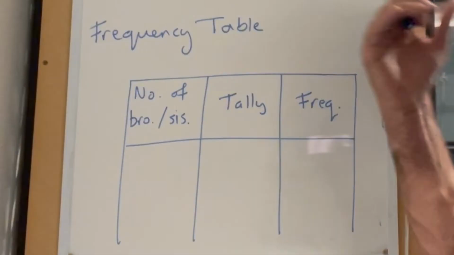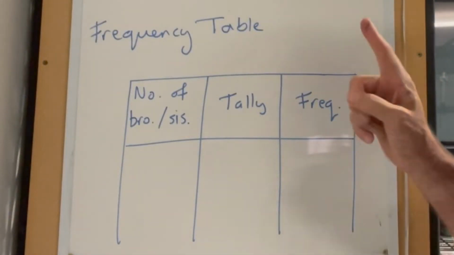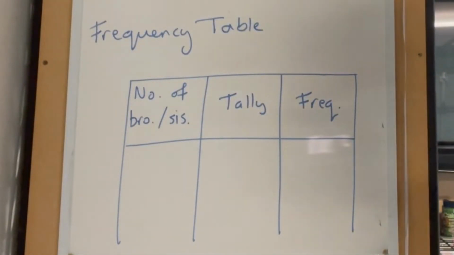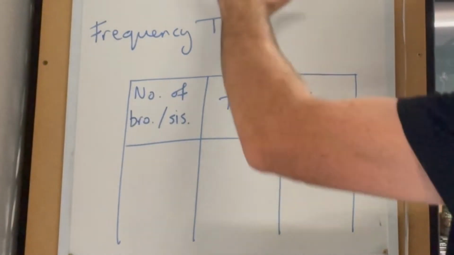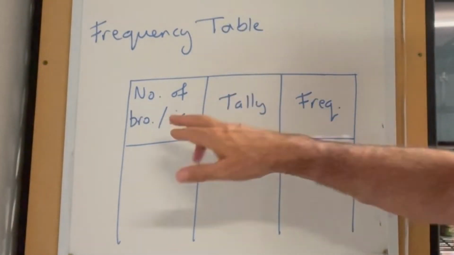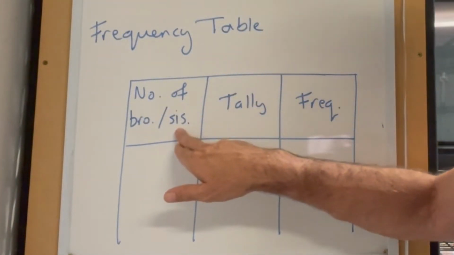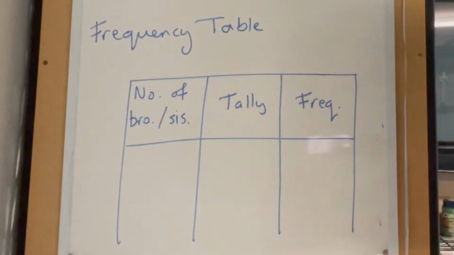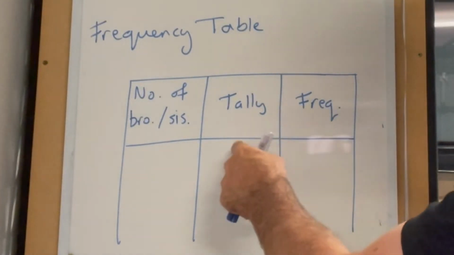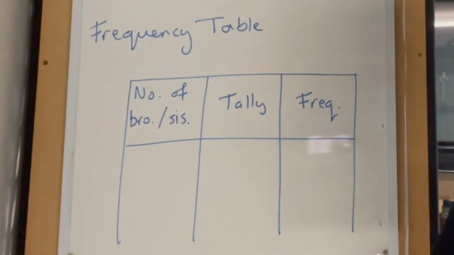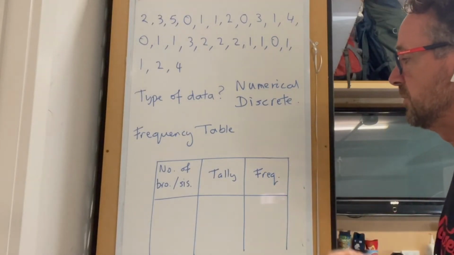From this data, we then can create what we call a frequency table. Now, a frequency table is going to have a couple of columns. The first column will be related to the type of question you've been asked. So this one says number of brothers and sisters, and you can see that I've used an abbreviation for each one of those words. The second one is tally, so this is where we count up how many are in there, and the third one is frequency, which is the tally count put into that whole number. But we can fill this in.